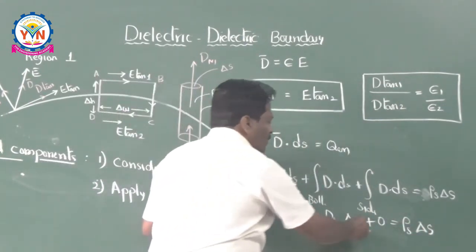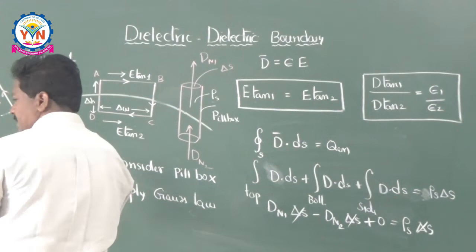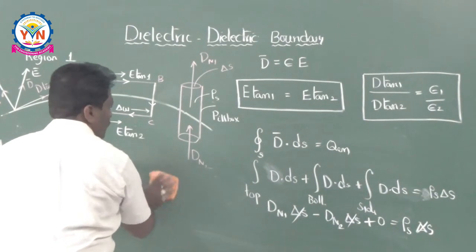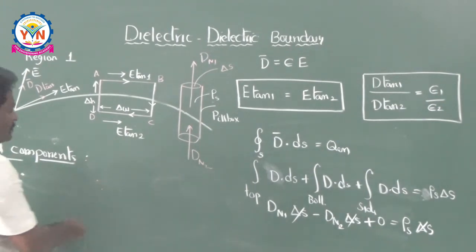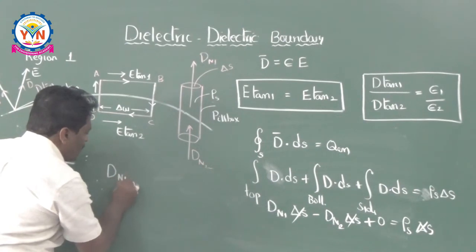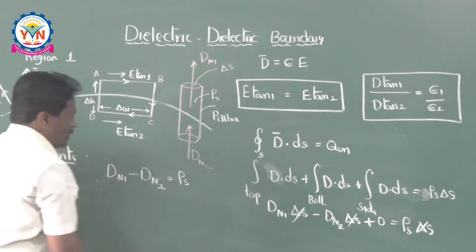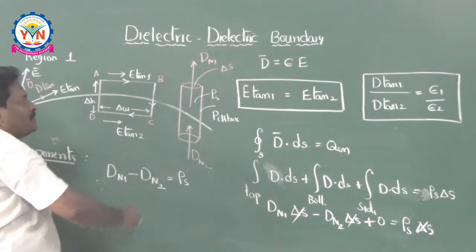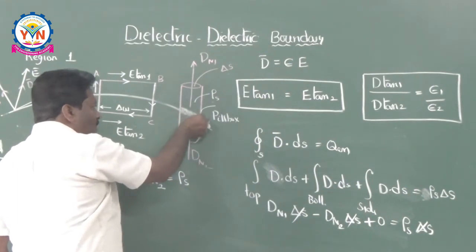Delta S I am cancelling on both sides. Then what you have got here is very simple: Dn1 minus Dn2 is equal to rho s. This is the condition you got. But remember, friends, Dn1 minus Dn2 is equal to rho s. What is this rho s? It means the charge at this boundary. This is the rho s.